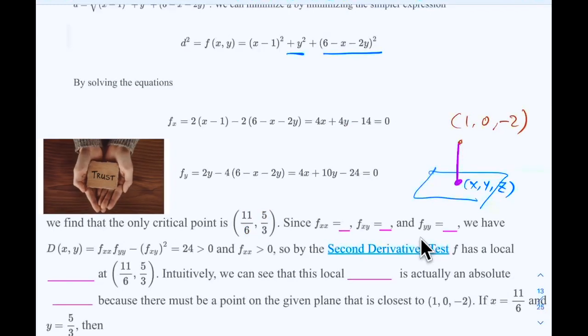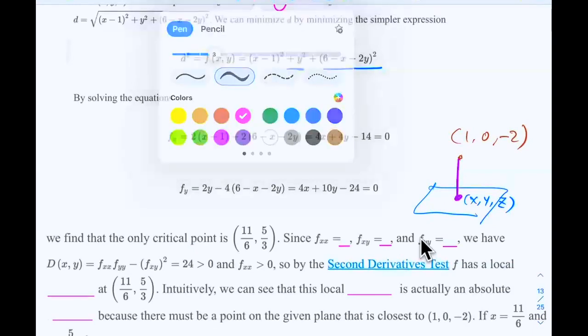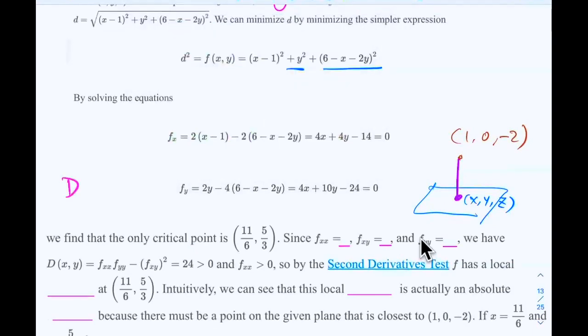Okay. Now, we found this critical point, but what else do we need? We need to look at the D, right? We need to look at the D to see what happened. So in order to look at the D, we need the second order partial derivatives. So we take fxx. Okay, take the derivative of this with respect to x again. What do you get? 4. Yes, you got it. Okay, 4.